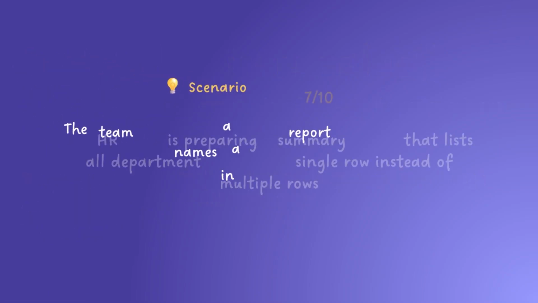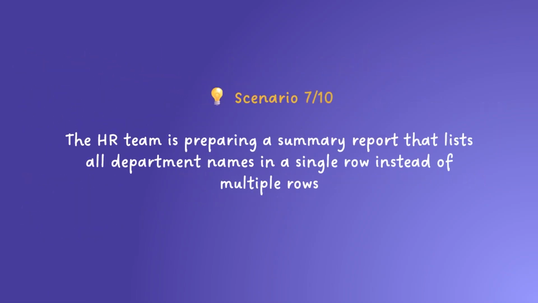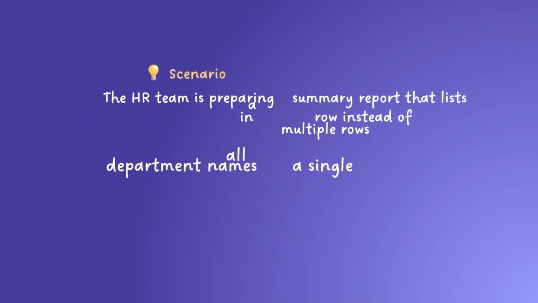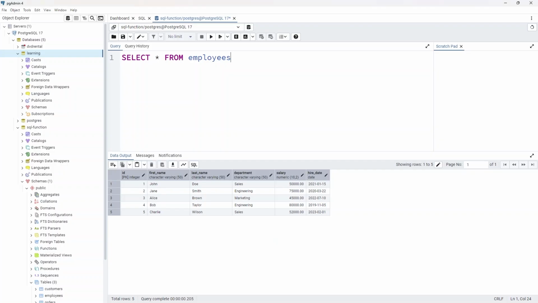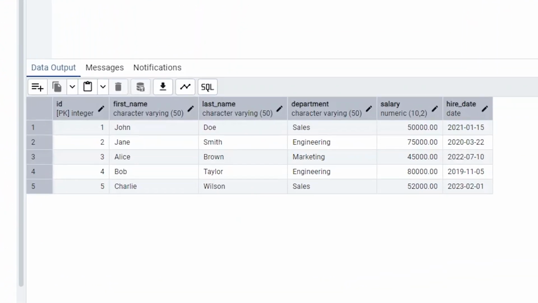Let us now move to our next scenario, that is scenario number 7. Here, the HR team is preparing a summary report that lists all department names in a single row instead of multiple rows. The question that we have is, how can we combine all department names into a single string? Now, if you look at the employees table, you'll realize that we have departments like sales, engineering, marketing, engineering, and sales, right? So what we want is one cell, that is only one row and column, where we can have sales, engineering, marketing, engineering, sales, all these department names listed in one single row.